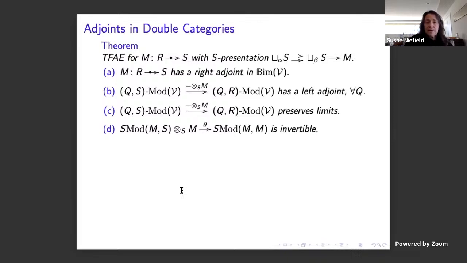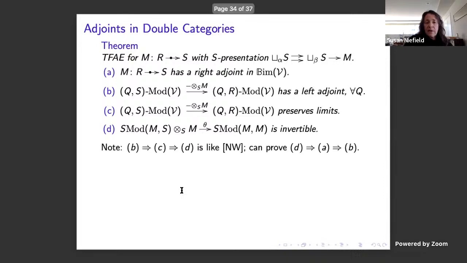Okay, so that's the fourth condition, and that was in the paper with Wood. So how does this proof go? You can prove B implies C implies D, just like we did in the 2017 paper. The only difference is we're assuming bimodules instead of just modules, and we're not assuming commutativity here, but the proof goes through exactly the same. And then what you can do now is you can prove D implies A implies B. And that closes it up.